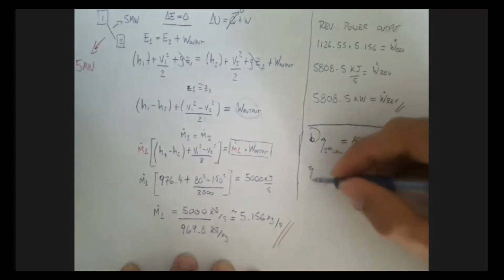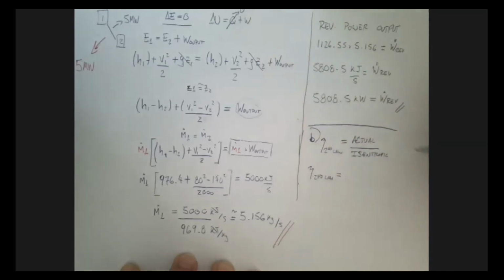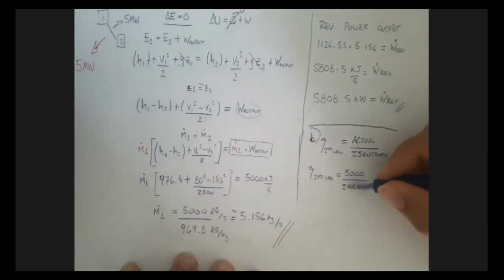So in this case, my second law efficiency is, my actual is 5,000. The maximum I could get if I did it reversibly would be 5808.5, which means I have 86.08% efficiency. Okay, so engineers have a legroom of about 15% to improve this specific turbine in question.